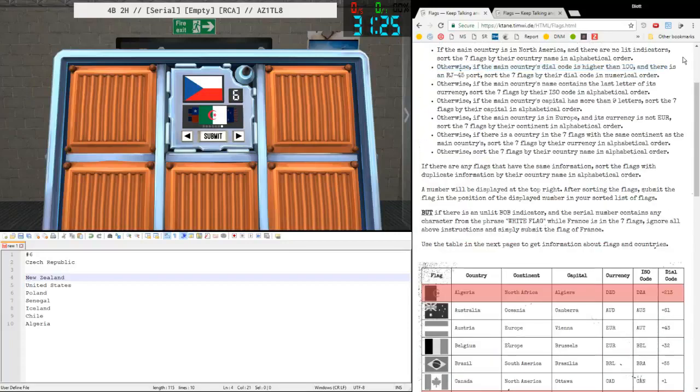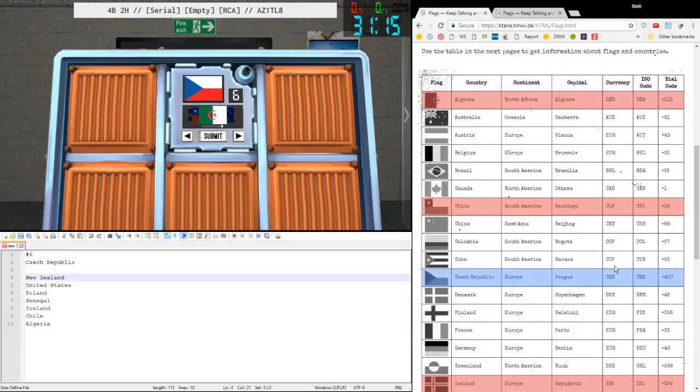So, oh, but there's a second part, and there's an RJ45 port. Is there an RJ45 port? There is not, so we're going to skip this rule. Otherwise, the main country's name contains the last letter of its currency. Last letter of its currency is an E. It contains... Oh, no, I'm sorry. Last letter of currency is a K. It does not have a K.